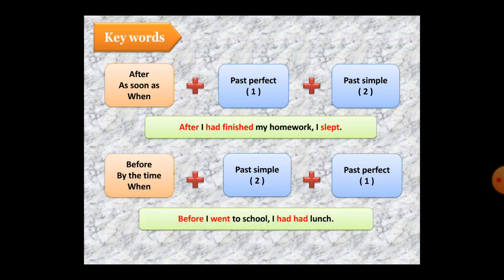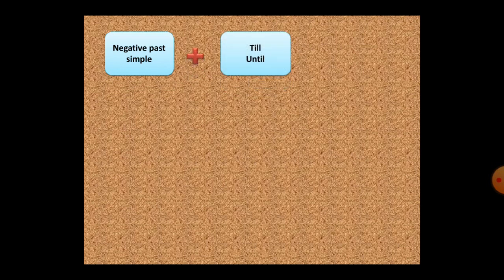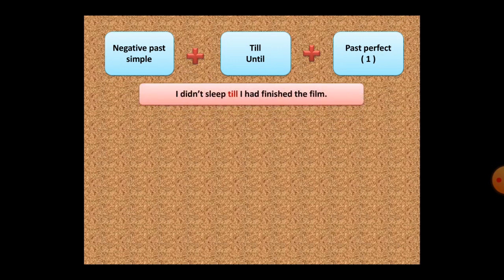Here's an example: before I went to school, I had lunch. That's the first action, and the other is the second action. Negative past simple, till or until, followed by past perfect, to talk about not doing something until you did something else, which is the past perfect, the first action. I didn't sleep till I had finished the film, so I finished the film first, then I slept.